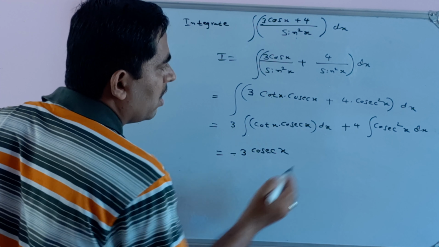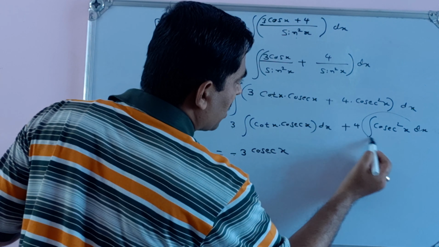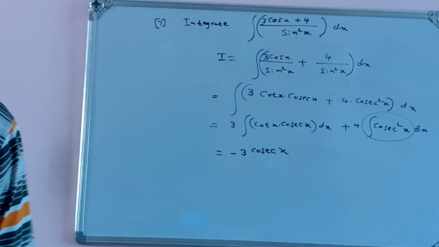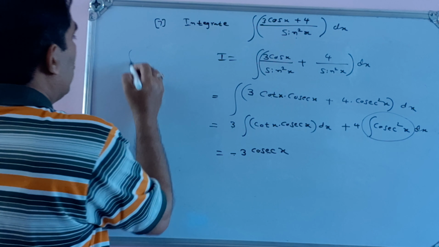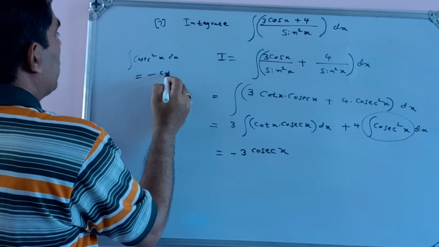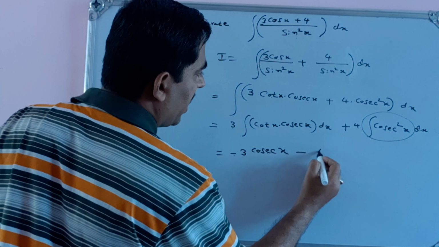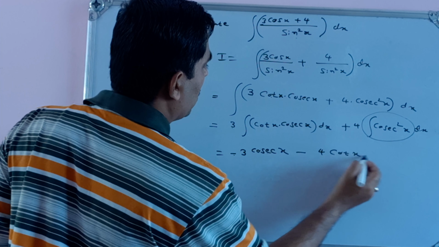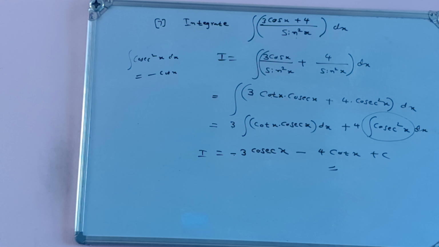So 3 is written as it is. Then this 4 remains as it is. What is the formula for integration of cosecant square x? Integration of cosecant square x is minus cot x. Then plus into this minus, plus into minus, gives minus 4 cot x plus c. So this is our integral.